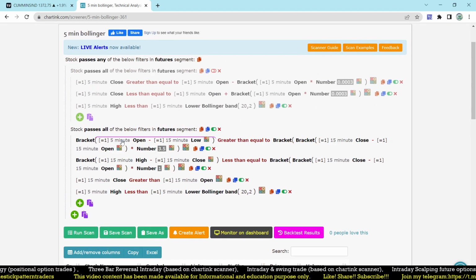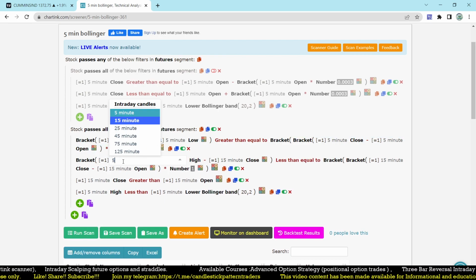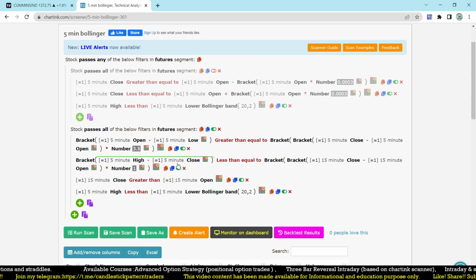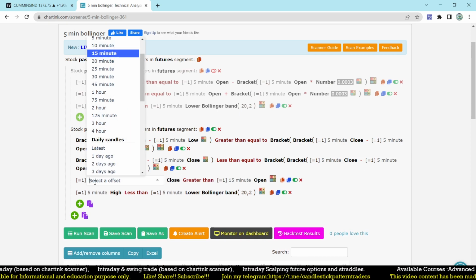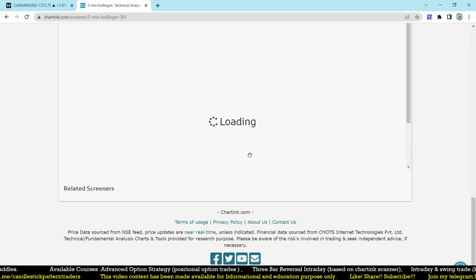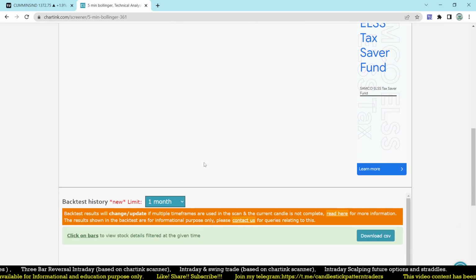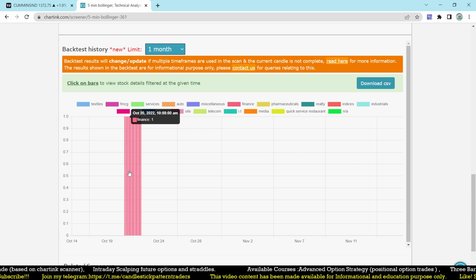15 minutes, 5 minutes, pattern, time frame. Mistake made here. All the candles are 15 minutes, but the high and low, now it is all the time frame affected. Let me run that only. Find any. We are trying to back test more than 1 month. Yes, there is a stock on 20th October.